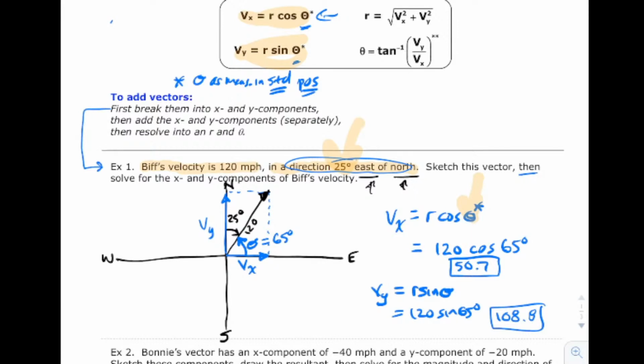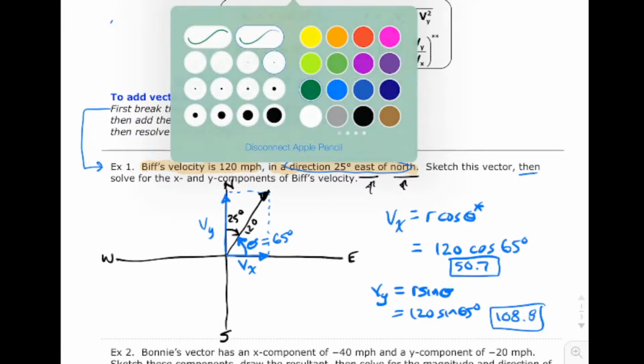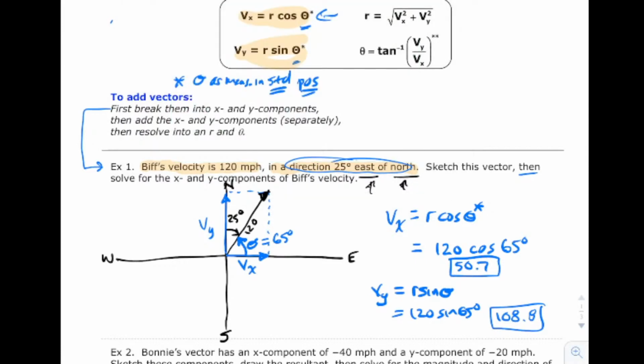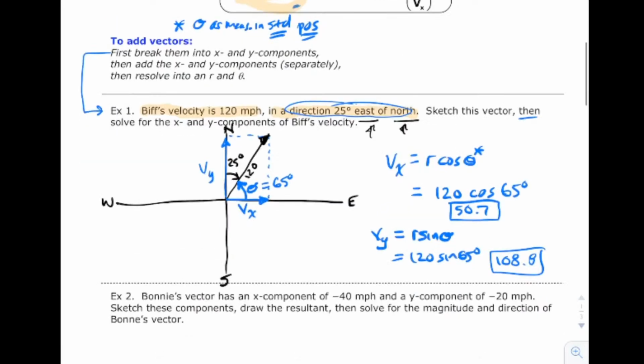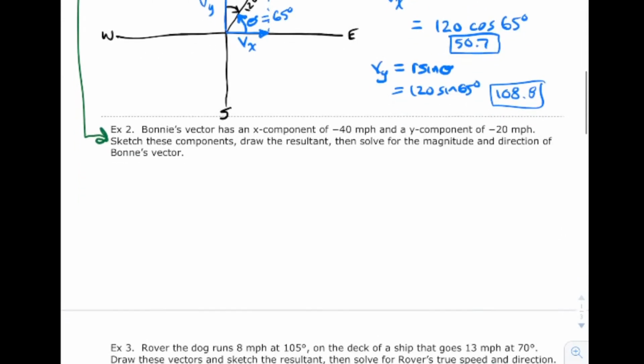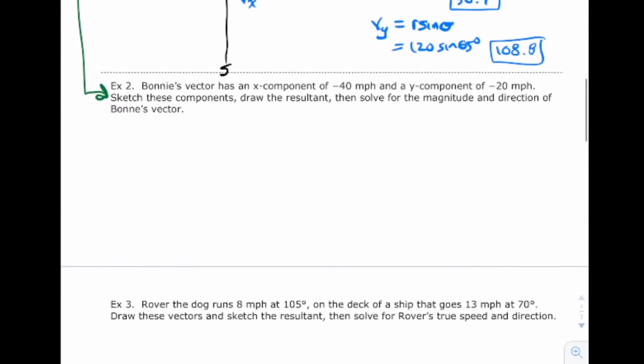Point made? Okay, cool. So that was an example of, let's change colors here, breaking them into x and y components. Now let's do an example of resolving into r and theta. Again, this is review because we kind of did some of this for homework last time, but it's worth a review. So Bonnie's vector has an x component of -40 and a y component of -20. Sketch these components and do more stuff.